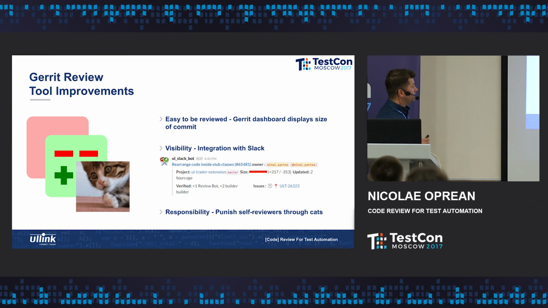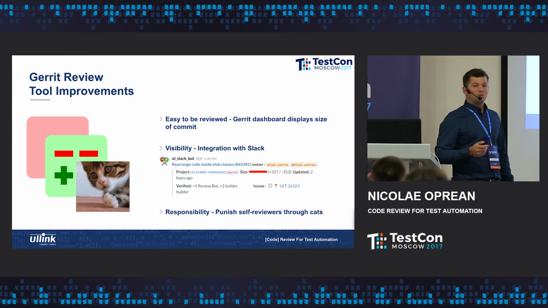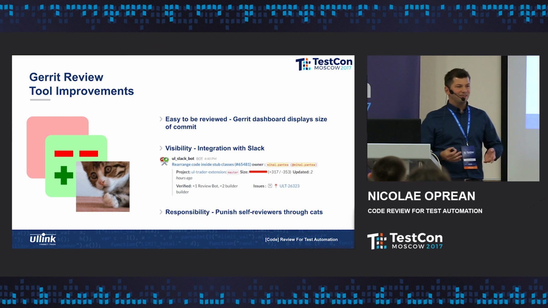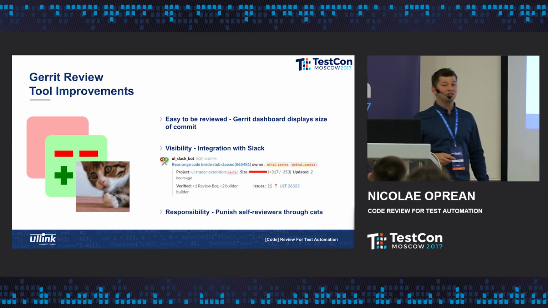And we also implemented a funny thing that is a gif cat. Punish self-reviewers. If someone gives a +1 or +2 to their own commit, then a gif cat is displayed to everyone. So he should be ashamed of that.